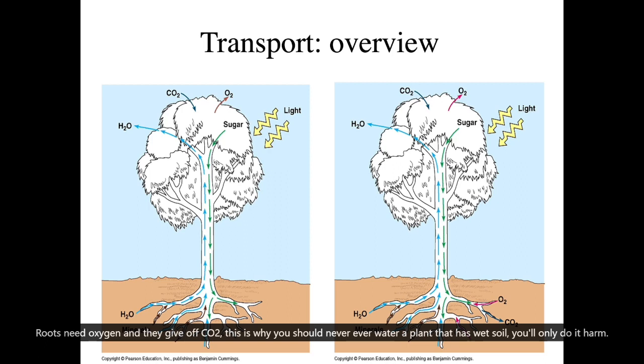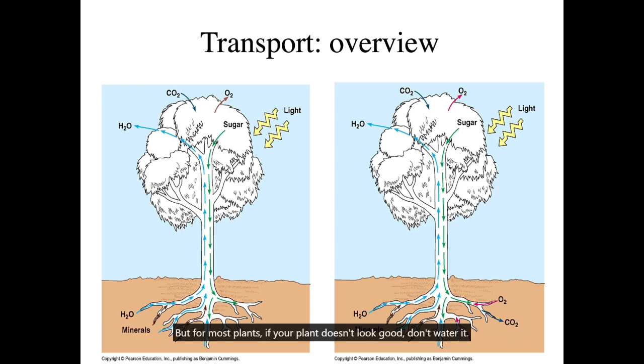This is why you should never ever water a plant that has wet soil. You'll only do it harm. The only plants that this works for are plants that are specially adapted to live in waterlogged soils. But for most plants, if your plant doesn't look good, don't water it if the soil is already damp. You'll only make things worse. The roots need oxygen to survive.